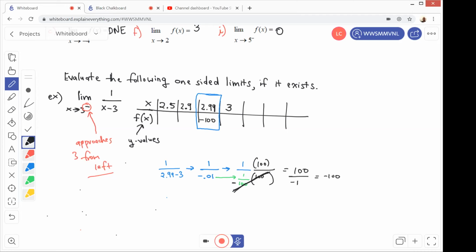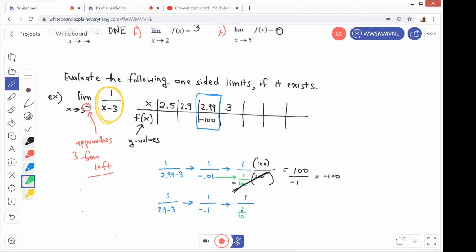We'll do it again with a 2.9 so you can see what happens. So you have 1 over 2.9 minus 3. We're plugging these numbers in, into this yellow function right there. So x is 2.9. So instead of x, we plug in 2.9. So now 2.9 minus 3. That's what we're going to type into our calculator, and you get negative 0.1. So you have 1 over negative 0.1. But negative 0.1, you could rewrite as negative 1 over 10. So 1 over 10.